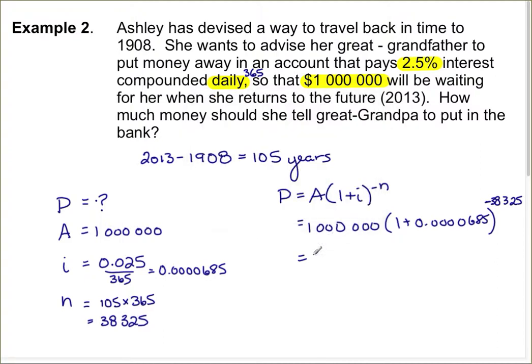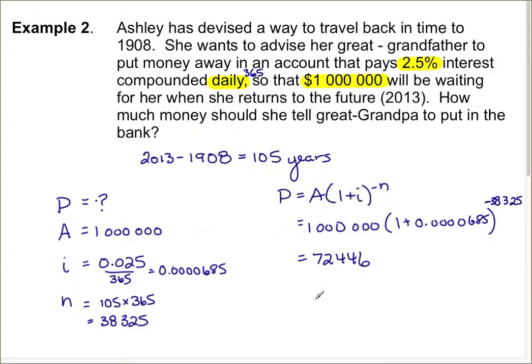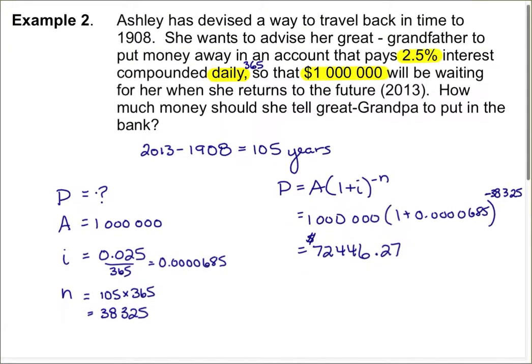72,446 and 27 cents. Okay, so that's how much money you'd have to have. Now in 1908, that amount of money would be unheard of to have. So you're probably not going to get to $1 million on 2.5% interest alone.